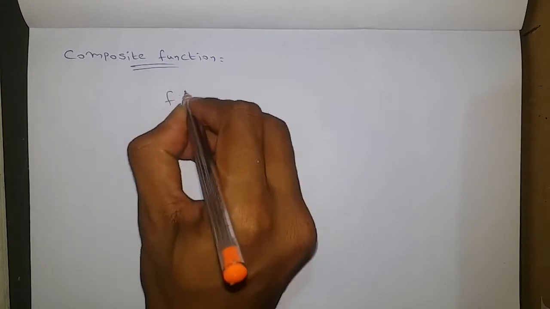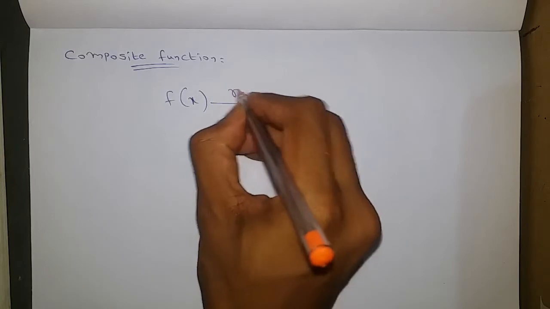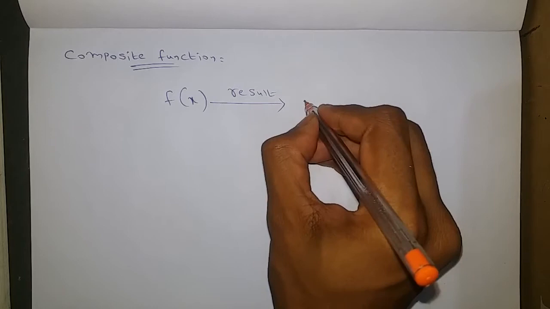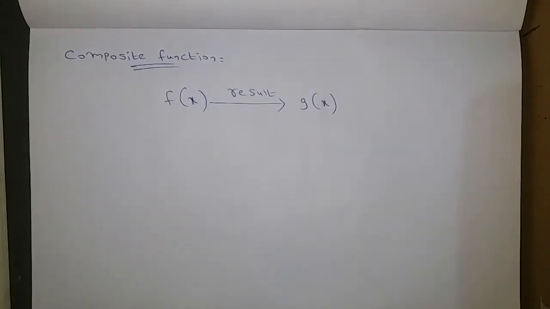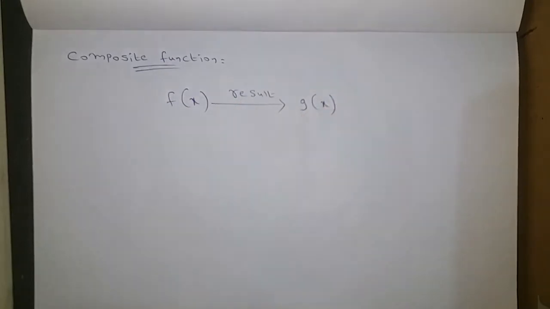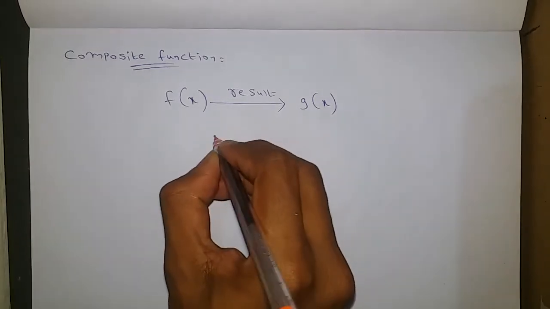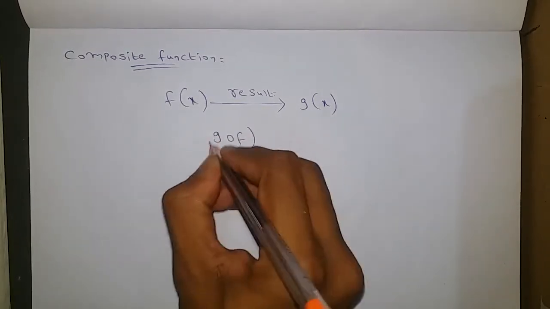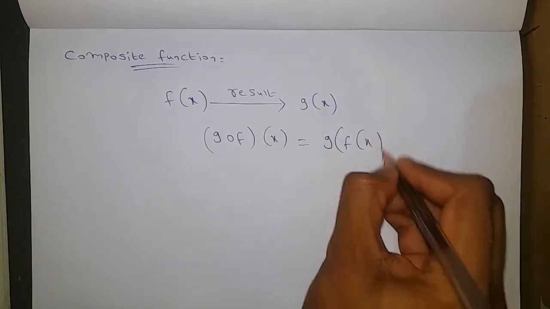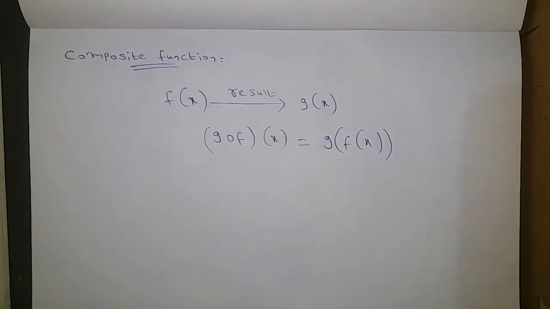So we have a function f of x. After solving this function f of x, we will get some result. That result we will substitute in another function named g of x. The f of x result we will substitute in g of x. This is composite function that will be represented as g of f of x.